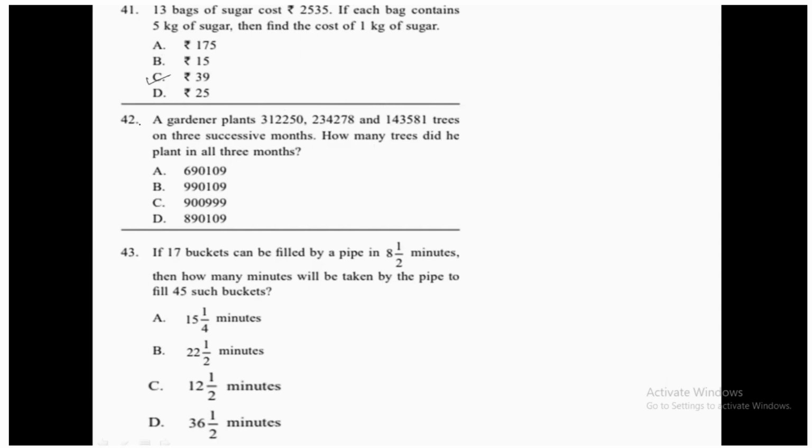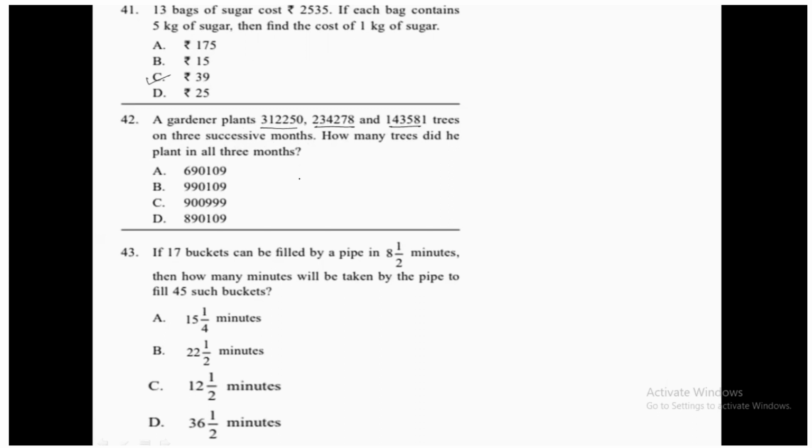Question number 42 is like, a gardener plants 33,250, 2,34,278, and 1,43,588 trees. It is asking about three successive months: in the first month he plants that many trees, in the second month he plants that many trees, and in the third month he plants that many trees. Now how many trees did he plant in all the 3 months?